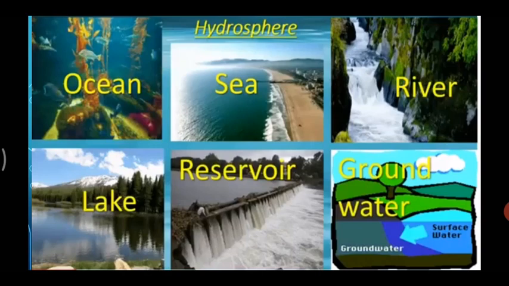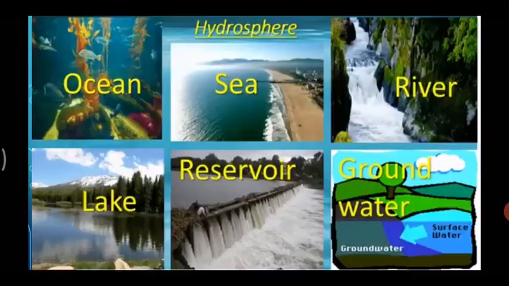Now, we get our drinking water from where? We get our drinking water from groundwater. So, groundwater is also used for irrigation to grow crops.